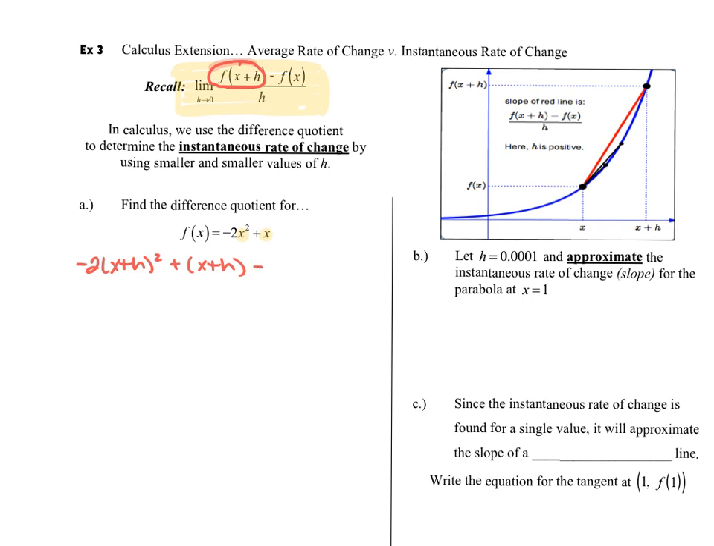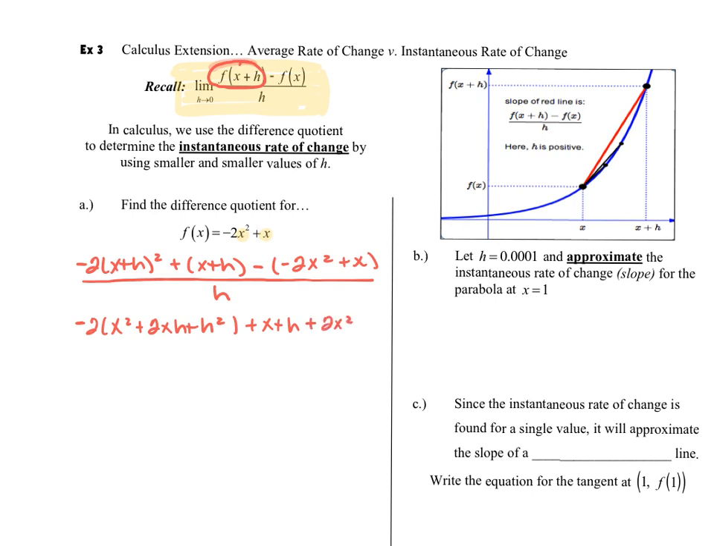Then I need to subtract the entire original function, and that entire expression is over an h. The goal is to cancel that h, of course. Now let's start expanding. I'll have my -2, then x squared plus 2xh plus h squared. It's going to get a little crowded. Plus x plus h, plus a 2x squared, because I'm distributing this negative, minus an x, all over my h.